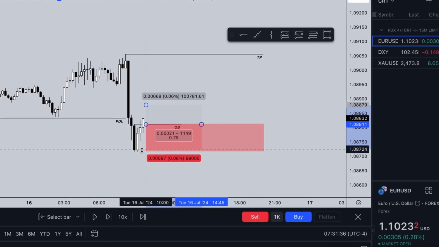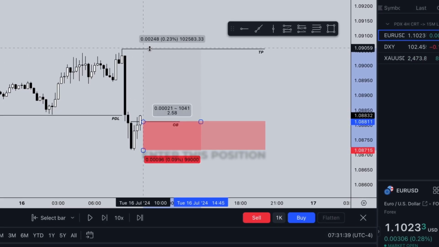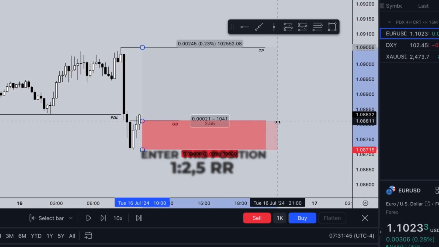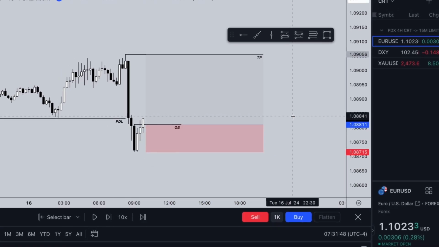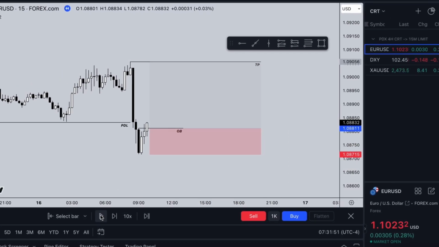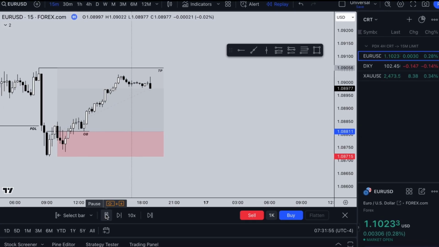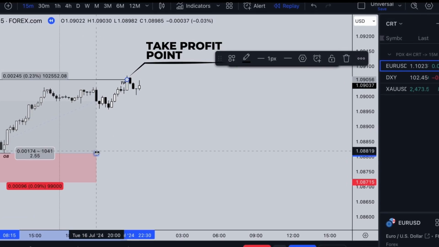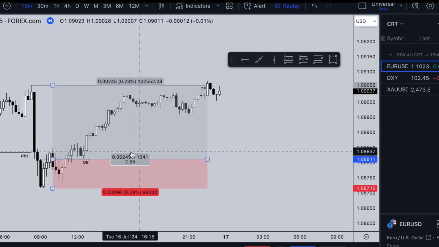This is where members got notified saying enter this position for a 1 to 2.55 risk to reward. And once this is done, very simple, we just let the trade play out, and as you can see, once again it ran up quite nicely overnight, and then we hit our final take profit point, and that's very nice.